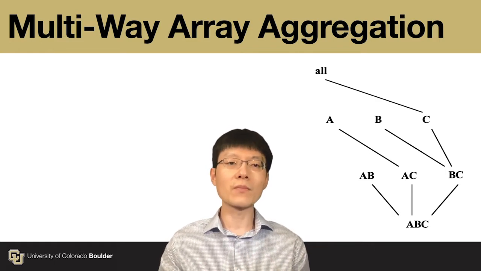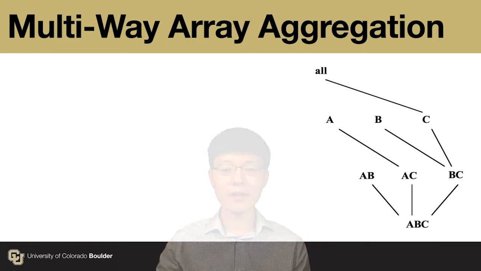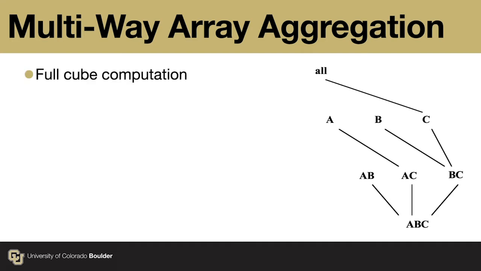The first way is multi-way array aggregation, which is actually a full cube computation that goes from the base case to the top case. For each of the base cases, we aggregate our data with one dimension. And for each of the upper levels of data cuboid, we choose one existing dimension and aggregate it. So that is the multi-way array aggregation.